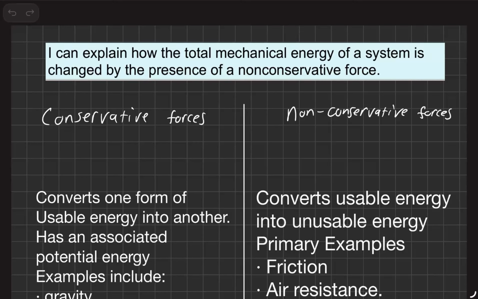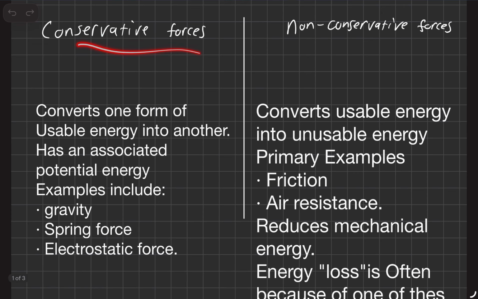In this lesson, we'll be learning about something called non-conservative forces and how they relate to the total mechanical energy of a system. So first, let's talk about conservative forces. Conservative forces convert one form of usable energy into another, and it typically has an associated potential energy.